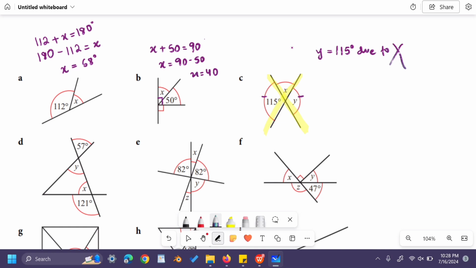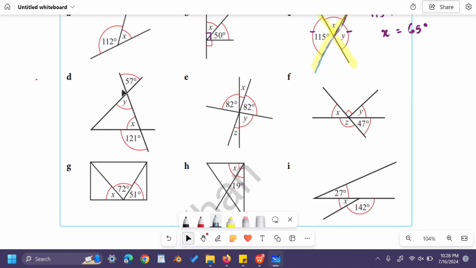Alright, and for the x, how can we find that? We can see that regardless of x, it is one straight line, right? It is a straight line. This part is 115 degrees, and this part is x. So we can say that 115 plus x is equal to 180 degrees, and when we subtract 115 from 180, we will be left with 65 degrees, and that will be x.